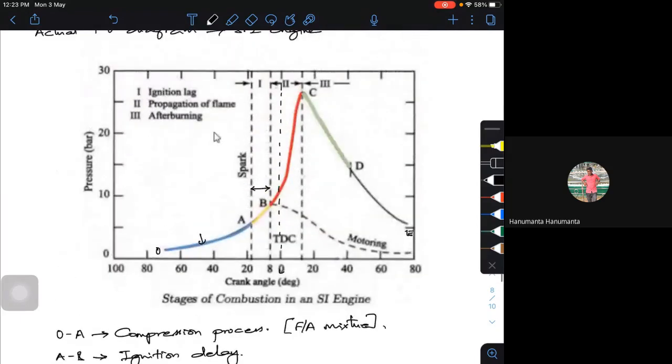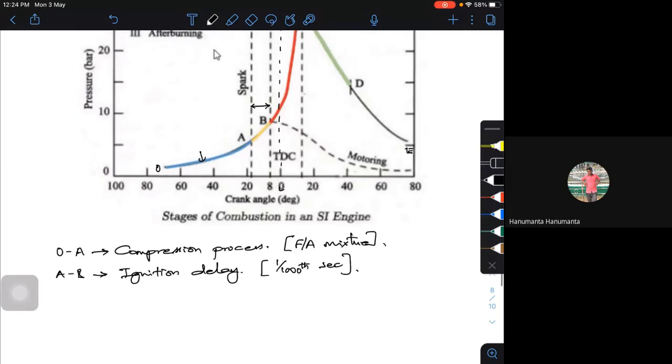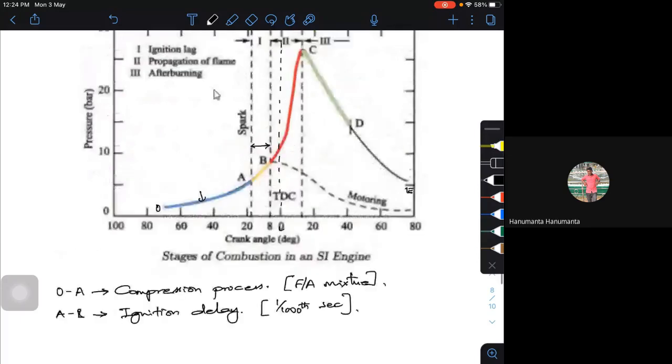Even though I try to ignite, this delay will be roughly 1,000th of a second, or sometimes 100th, depending upon the size of the engine. It's not in seconds, it's 0.001 seconds or 0.01 second, something like that. That is called the ignition delay.